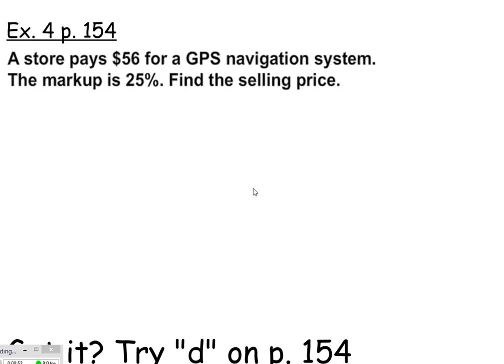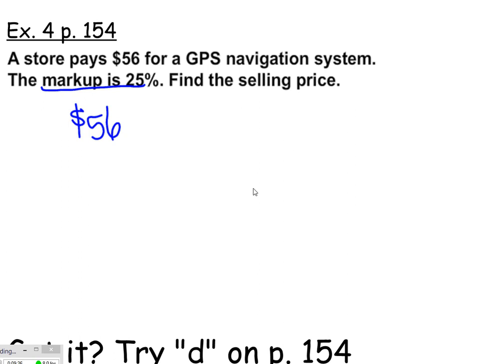All right, example 4, page 154 says, a store pays $56 for a GPS navigation system. The markup, or the price increase, is going up 25%. Find the selling price. So at stores, especially retail stores, they typically pay for the item. In this case, they pay $56, but they need to sell it for higher to make a profit. So they mark up the price by 25%.